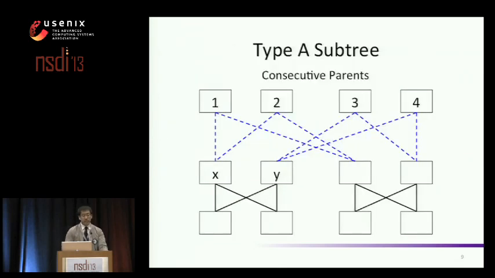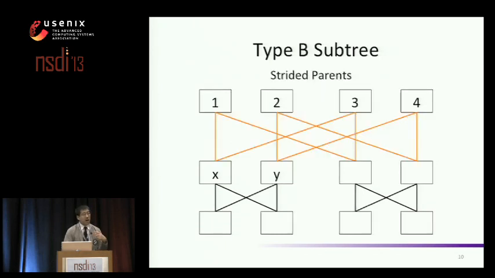And to this end, we introduce a type A subtree that's connected in exactly the same way as a classic subtree, which is to say that nodes are connected to consecutive parents. In this example, node X is connected to switches 1 and 2, whereas Y is connected to 3 and 4. To this, we add a type B subtree that's connected in a strided fashion. So here, X is connected to 1 and 3 instead of being connected to 1 and 2, and Y is connected to 2 and 4 as opposed to 3 and 4.